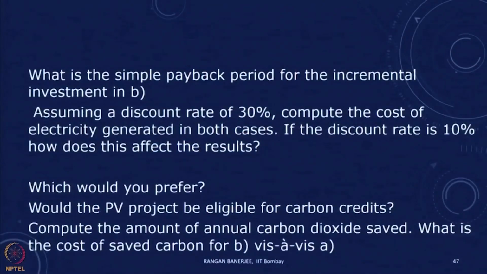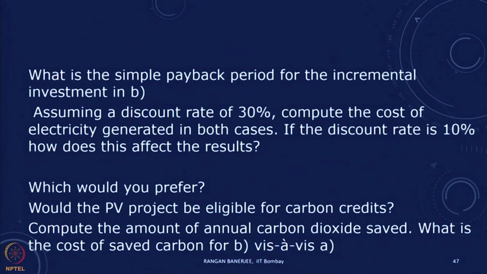So, for this what has been asked is, we are supposed to first calculate what is the simple payback period for the incremental investment in B, and then using a discount rate of 30% compute the cost of electricity generated in both cases. Which one would we prefer? Would the PV project be eligible for carbon credits? And then compute the amount of annual carbon dioxide saved. What is the cost of saved carbon for B compared to A? And if the discount rate is, instead of 30%, if it is 10%, how does it affect the results?